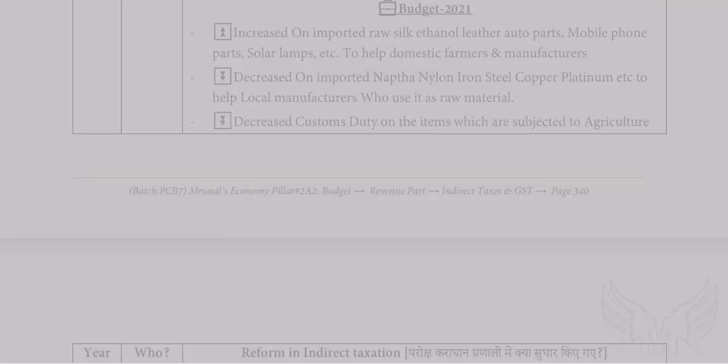Budget 2021: increased duty on imported raw silk, ethanol, leather, auto parts, mobile phone parts, solar lamps, etc., to help domestic farmers and manufacturers. Decreased duty on imported naphtha, nylon, iron, steel, copper, platinum, etc., to help local manufacturers who use them as raw material. Decreased customs duty on items related to agriculture.